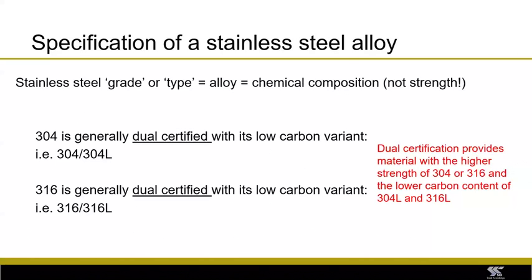And so you see something called dual certification. You'll see the alloy written as 304/304L, and that provides the material with the higher strength. 304 has a very slightly higher strength than 304L, and it has the lower carbon content of 304L. So what I mean is it's the best of both worlds. So don't be surprised if you see austenitic stainless steel dual certified like that.